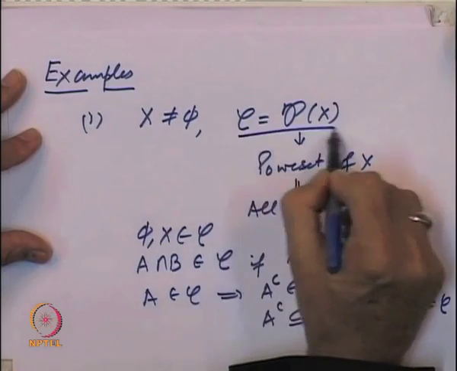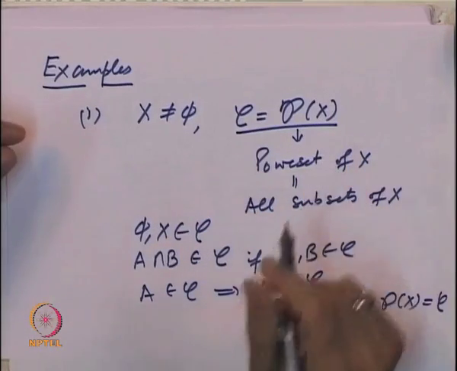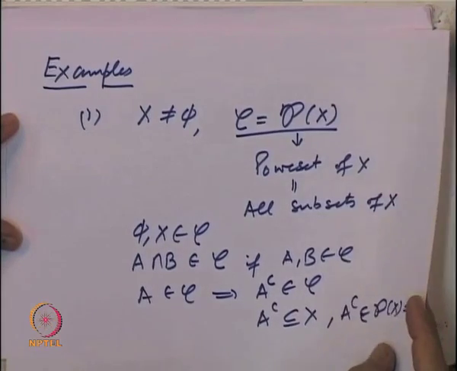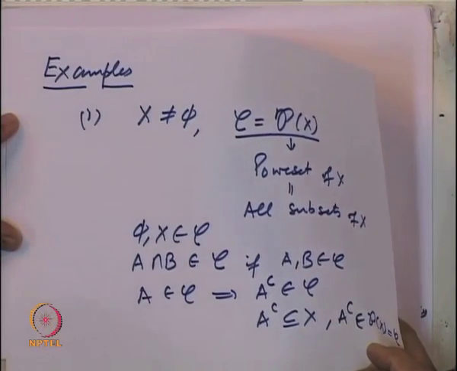So, the collection of all subsets of the set X is an obvious example of a semi-algebra of subsets of a set X. Let us look at some more examples. This was an obvious example.